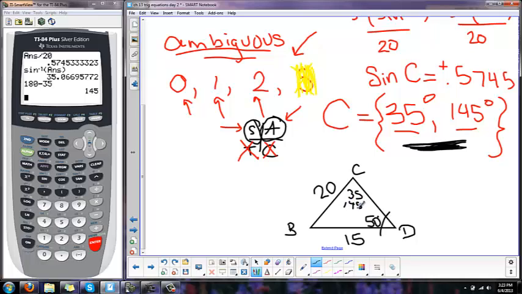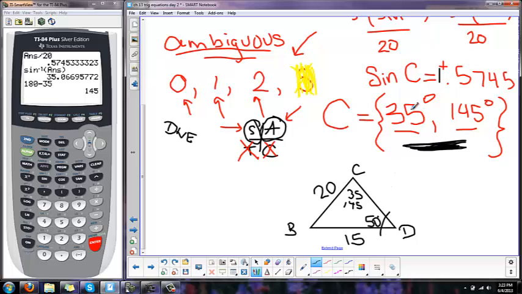So what I want us to do is figure out if this works. When you would have an answer that would say 0, that's when you get an answer of sine C is equal to like 1.57. And that answer obviously doesn't exist. That's when you would have 0 triangles that work, when you get something that does not exist.